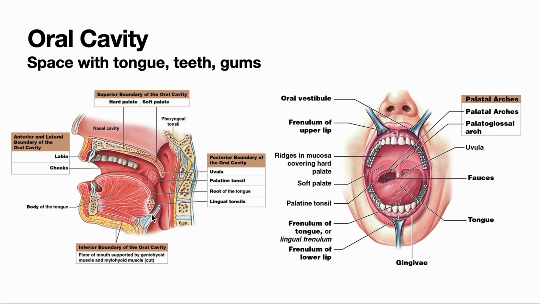And then something else that we're going to talk about in a little bit when we get to accessory structures in another video lecture of the digestive system are the salivary glands, and they're also going to be located in the oral cavity.